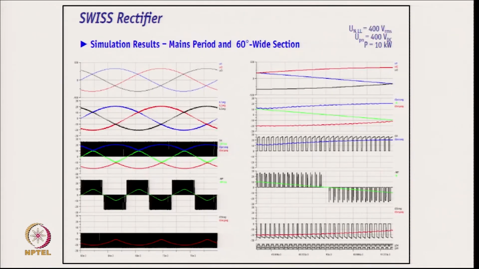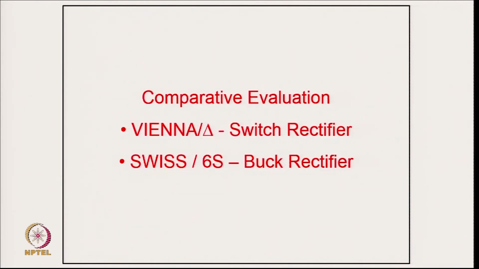You can just clearly see how the 3 phase voltage and the 3 phase current look on the supply side, and when you extend it, how the pulse switching takes place in this converter. Now, a comparative evaluation is given here for this Vienna and delta as well as the switch 6S converter.